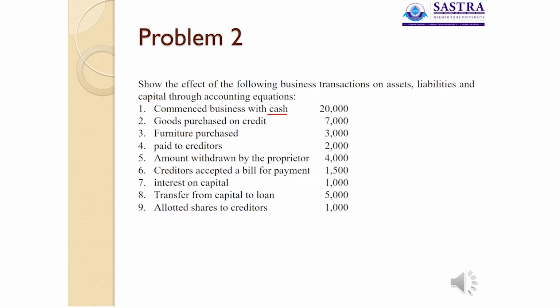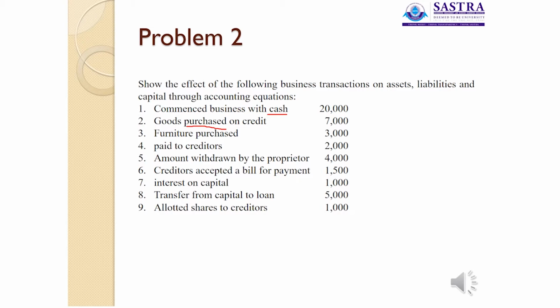Goods purchased on credit. Here the accounts are the purchase account and the creditors account, rupees 7,000. Here goods come into the business, so automatically the stock value increases. So assets increase and liabilities also increase. So there is an increase in assets and an increase in liabilities, rupees 7,000.